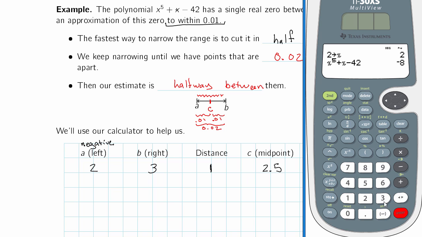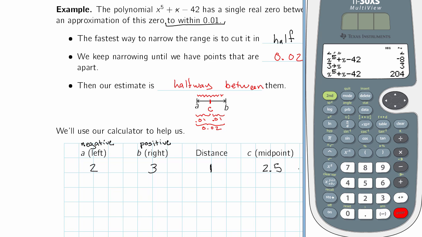So I'm going to plug in 3 for x. And now I don't have to type that polynomial again. I can just scroll up and grab it. And now it plugged in 3 for x, and indeed, that's positive.